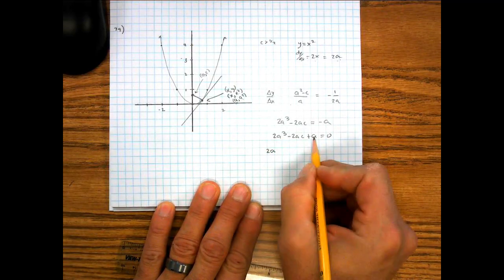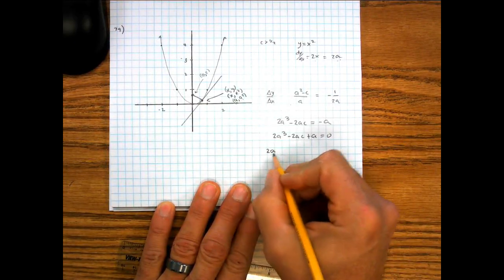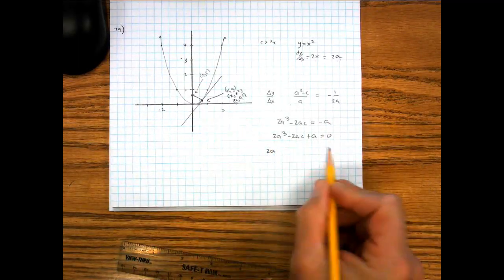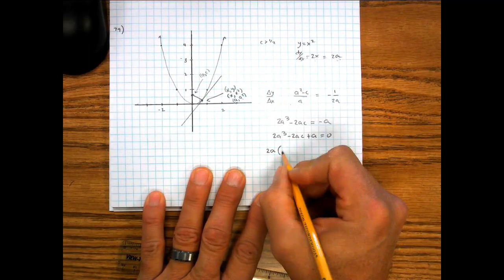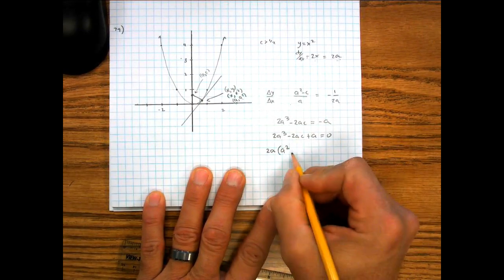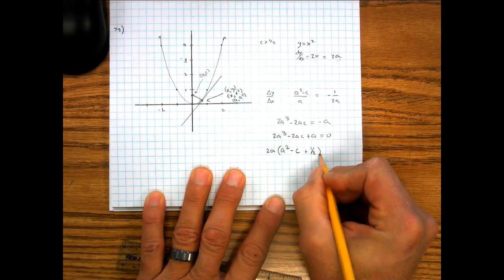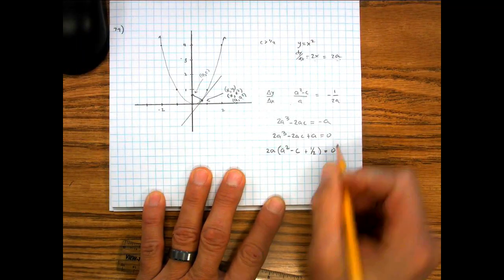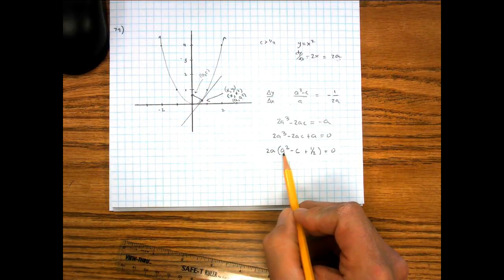All right, I'm going to factor out a common 2a. And you may be saying, wait, there's no 2 on there. It's okay as long as I divide this by 2. Watch what I do. I factor out a common factor. You could go either a or 2a. I'm going to factor out a common 2a. That would leave me with a squared minus c plus a half equals 0. I just wanted to have this leading coefficient 1. That's why I did that.